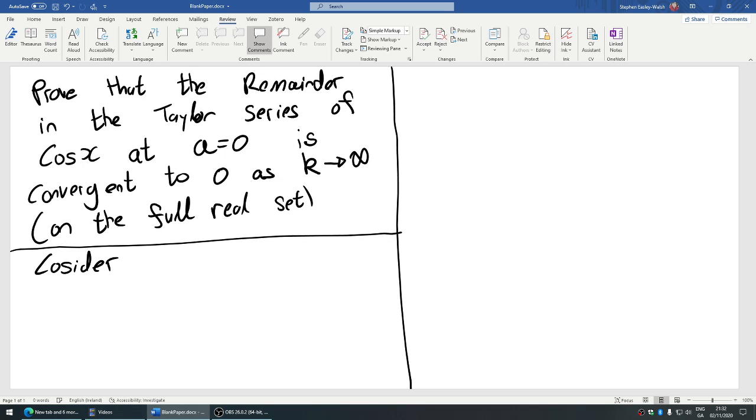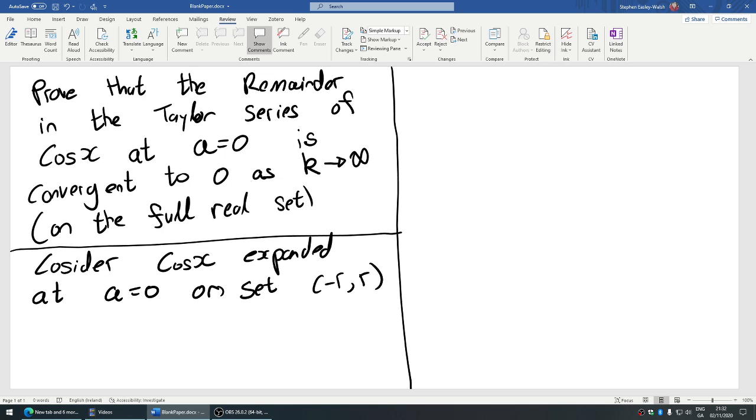consider cos x expanded at a equals 0 on the set minus R to R, i.e. you have f(x) equals, what's the Taylor series now, 1 minus x squared over 2 factorial plus x^4 over 4 factorial, etc., etc., and then you have a remainder term here, R_k.